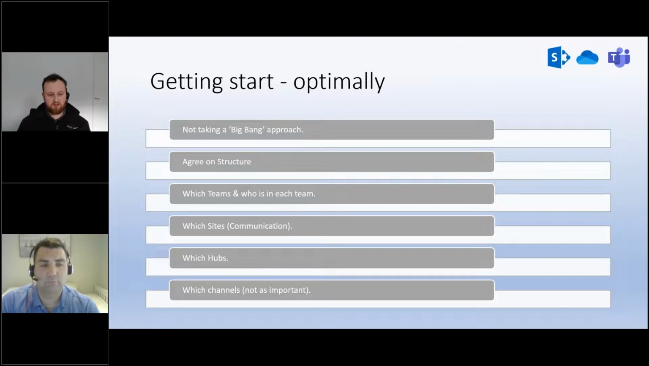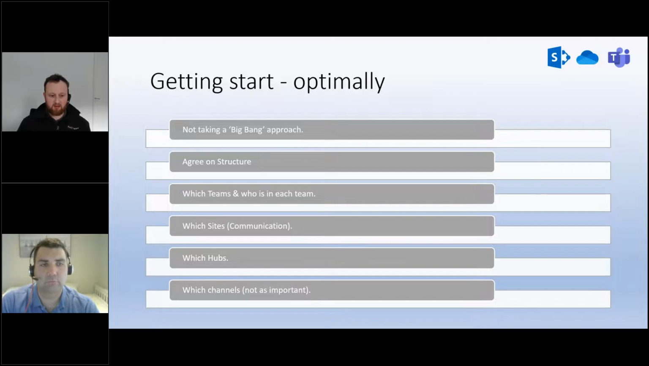The next thing you can do is decide which communication sites, if any, you want. So this is, okay, we've got to have a policy site. We've got to have a way that our employees can see our policies. Or we want to have a news site, so that way we can get news out to people.